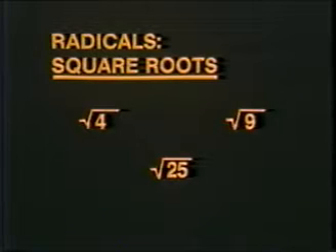The square root of 4 means the number which, multiplied by itself, gives 4. The square root of 4 is 2, because 2 multiplied by itself is 4. The square root of 9 is 3. The square root of 25 is 5.